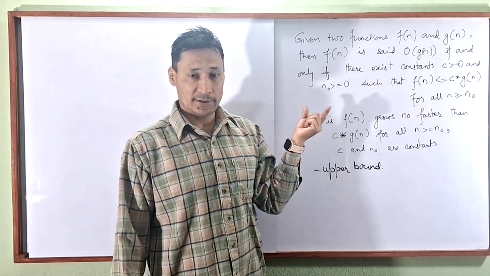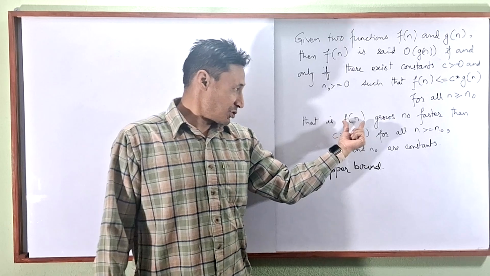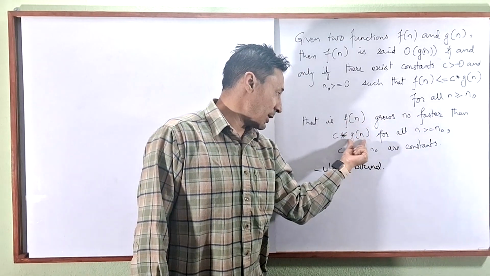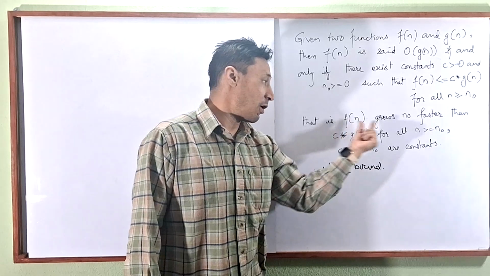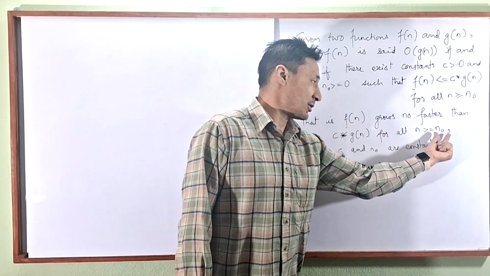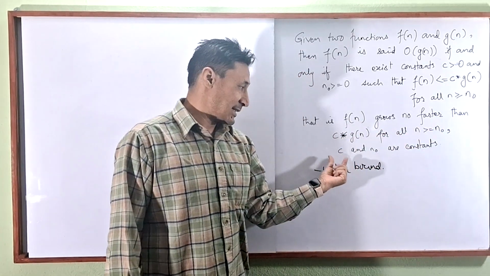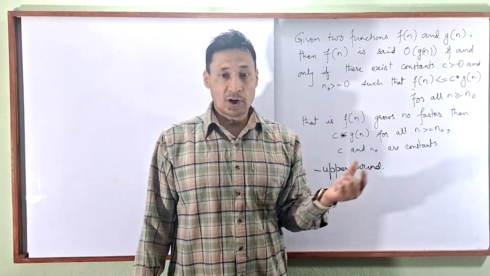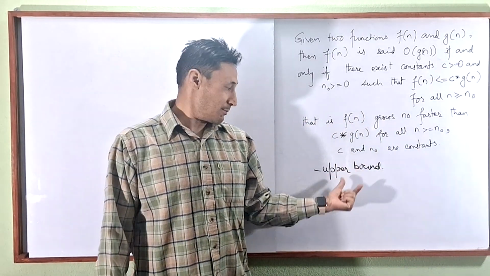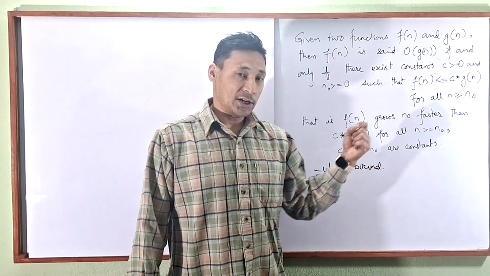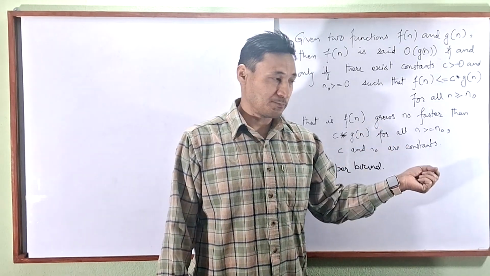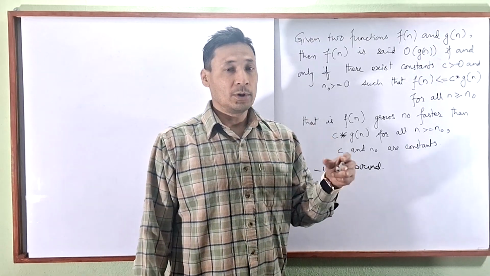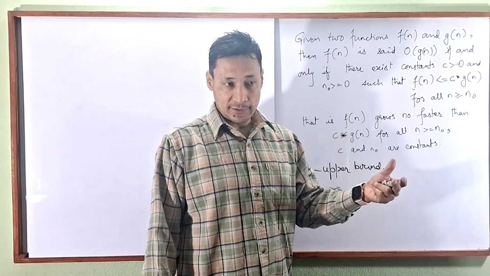What this statement says is function f of n grows no faster than another function g of n multiplied by some constant c for all n greater than or equal to n naught. Here c and n naught are constants. Actually, big O notation provides upper bound of the algorithm, that is the maximum amount of time required to execute the algorithm. Now let's see a simple example to know the big O notation of that algorithm.